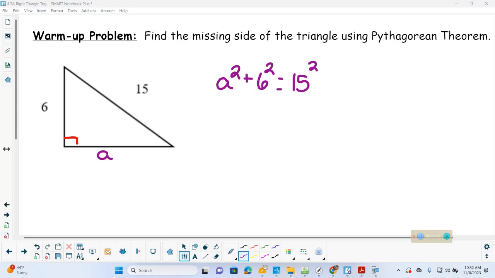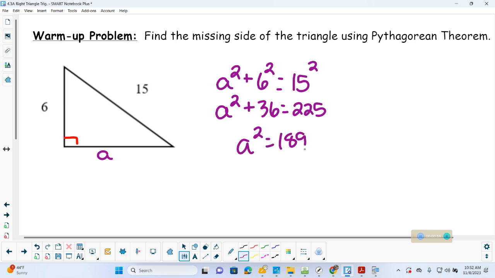Here we go. Let's finish solving this, of course. I hope we all know 6 squared is 36. What's 15 squared? 225. And let's subtract off the 36. So we'll be at 189. All right, now I know you know we're going to get rid of this squaring with the root.